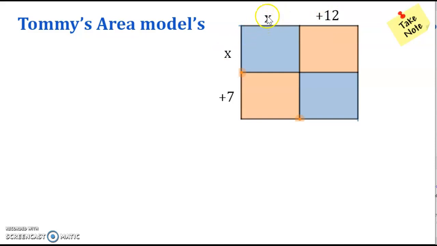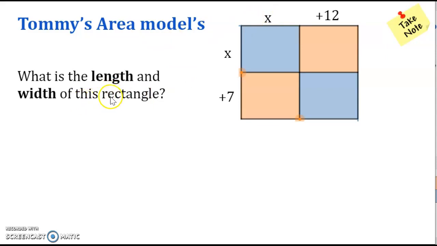Okay, so x is a variable. So what is the length and width of this rectangle? What is the total length? Well, before, if this was 6, we would just say it was 6 plus 12, right? But now the length is x plus 12. So the length is x plus 12. What about the width? The width is x plus 7.